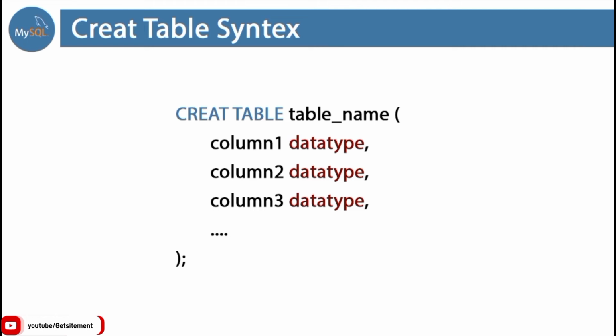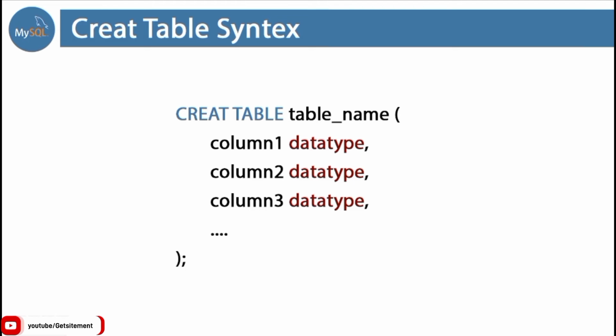Then come the round braces. Inside the round braces, you can take as many columns as you want. First we need to type our column name and then we need to take the column data type. And then you need to use a comma, and you can create your second column. I hope you got the point of how we can create a table using a SQL command.